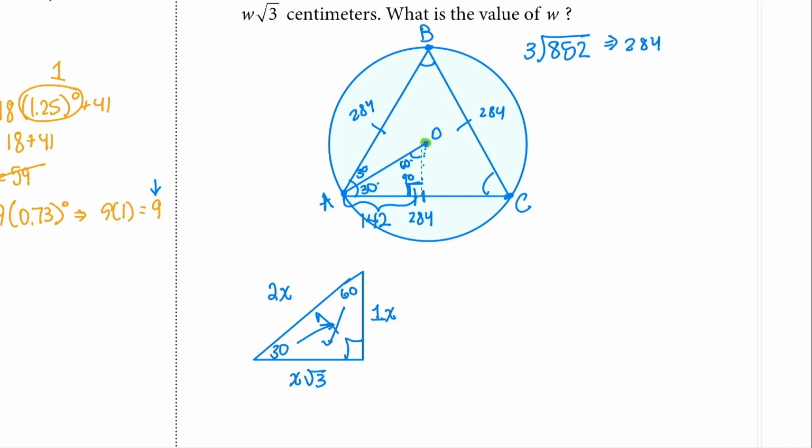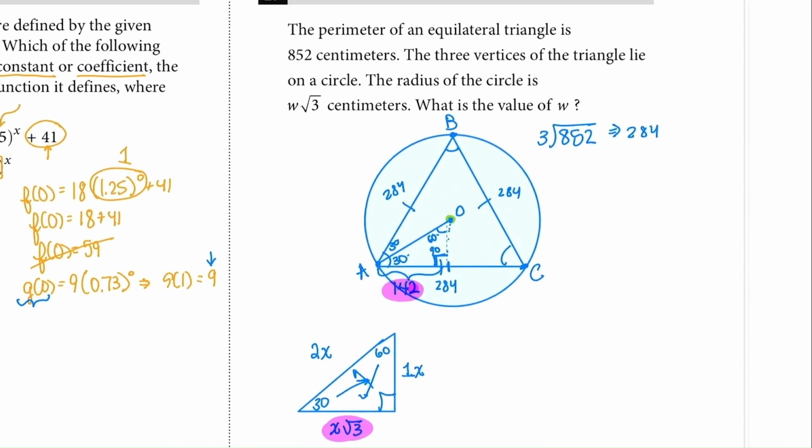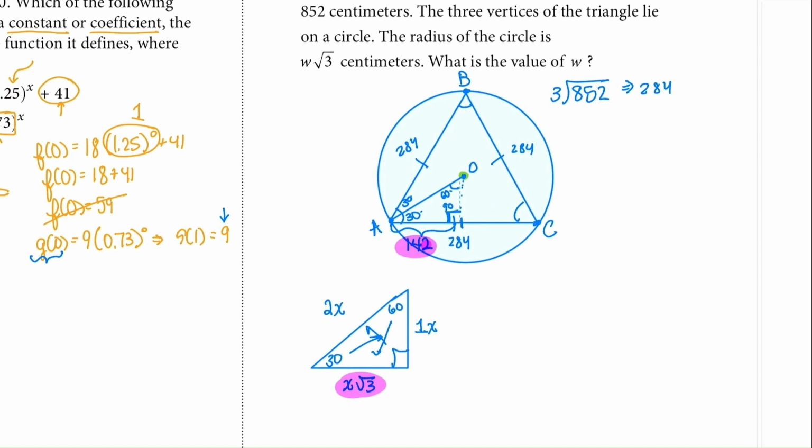Now that we have that, we can go ahead and set up a proportion between our triangles. So we know that we have 142, and that's in the same position as our x radical 3. We also know that the radius of our circle is w radical 3, is what the problem tells us. So we can also set up that proportion. Okay, and we are going to have this equal to this. So let's start with our 142. If that's going to equal x radical 3, then we can divide both sides by radical 3, and that's going to be what our x is over here.